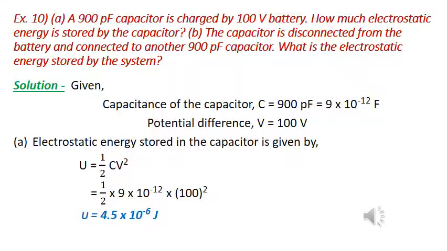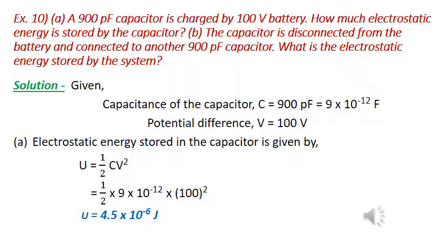Next, example number 10. A 900 picofarad capacitor is charged by 100 volt battery. How much electrostatic energy is stored by the capacitor? B. The capacitor is disconnected from the battery and connected to another 900 picofarad capacitor. What is the electrostatic energy stored by the system?